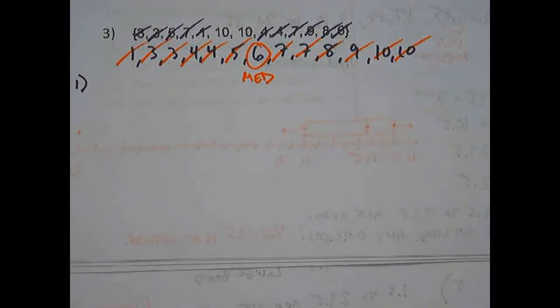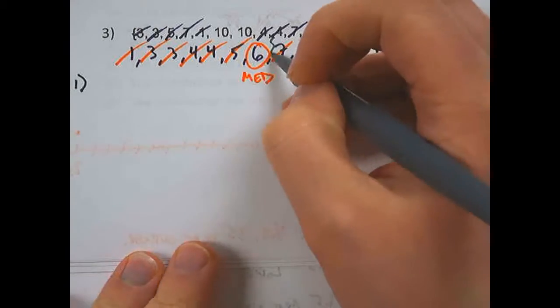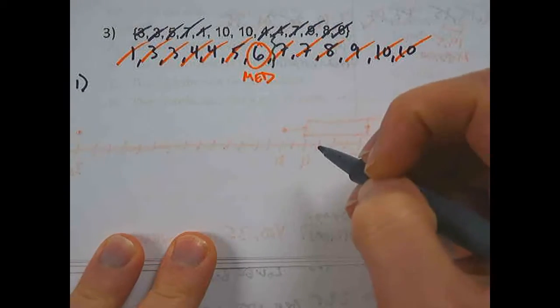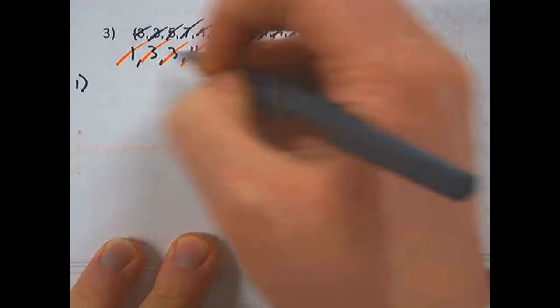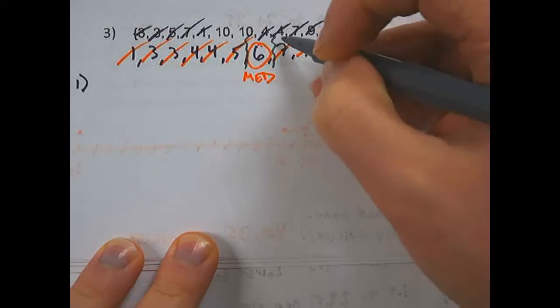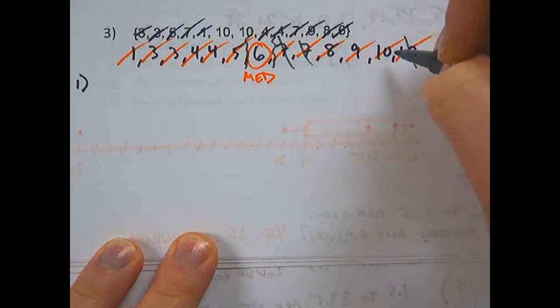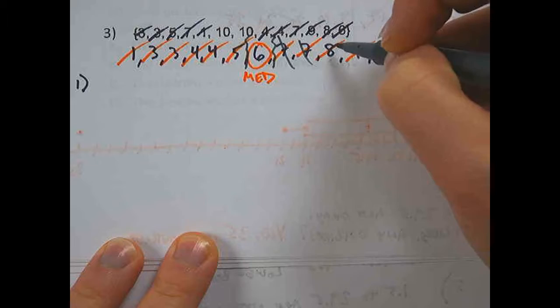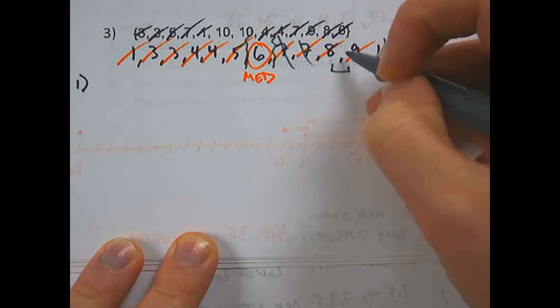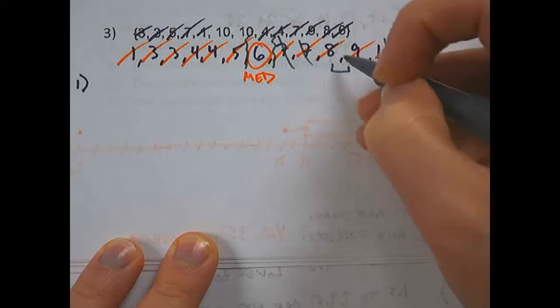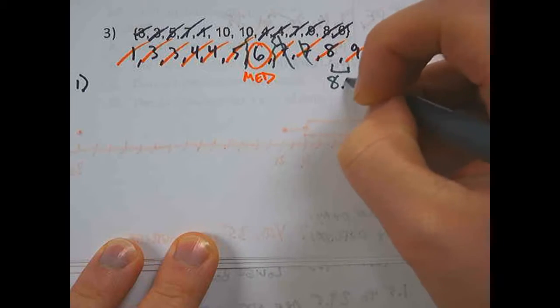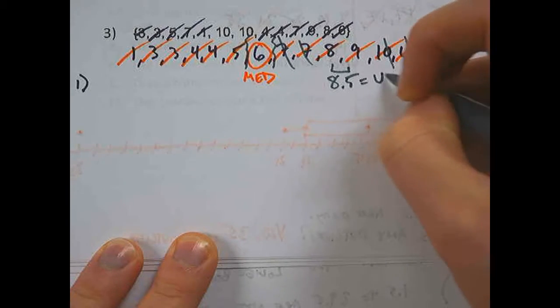Then we're going to find the middle of the top half and the middle of the bottom half to determine our upper and lower quartiles. The top half is everything that's above 6. The bottom half is everything that's below 6. So we're going to do the same thing over here, crossing off numbers. But when we have 2 numbers in the middle like this, we find the number that's in between these two. So between 8 and 9 is 8.5. So that's going to be our upper quartile.